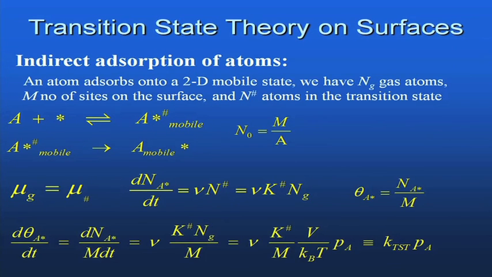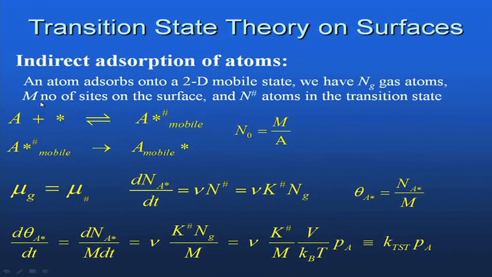So, think of an atom which adsorbs onto a 2D mobile state. Mobile state means it is moving around, so that is why it is a 2D mobile state. It is in 2 dimensions, only this dimension or that way is allowed, over the metal surface. So it binds here on the metal surface, a weakly bound precursor, that is the transition state, and then it is moving around like this, and then eventually it gets a position.